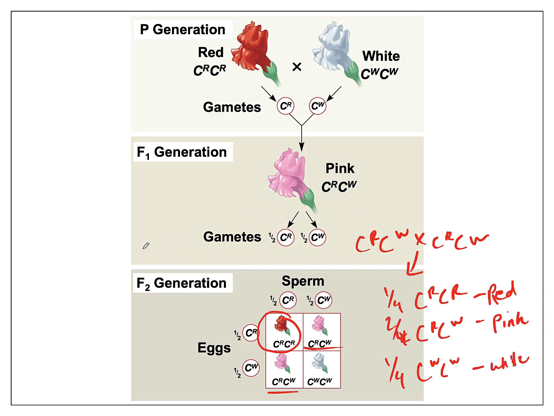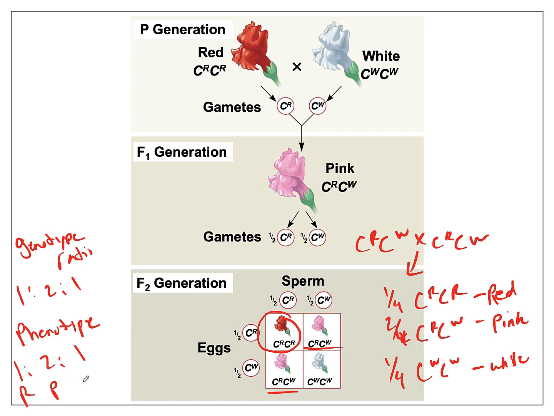So for incomplete dominance, the genotype ratio is the same as the monohybrid cross, 1 to 2 to 1. But the phenotype ratio is now going to be the same as the genotype ratio, where we have 1 red to 2 pink to 1 white. So this is red, pink, white.